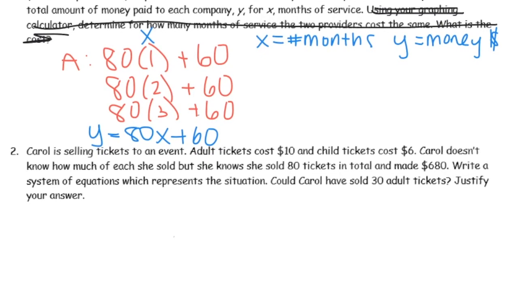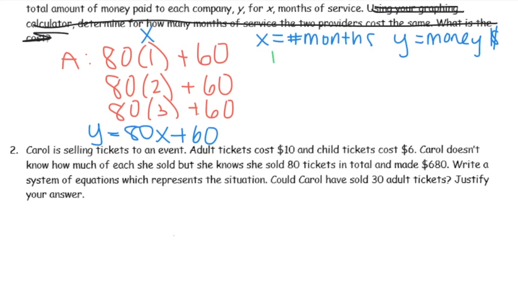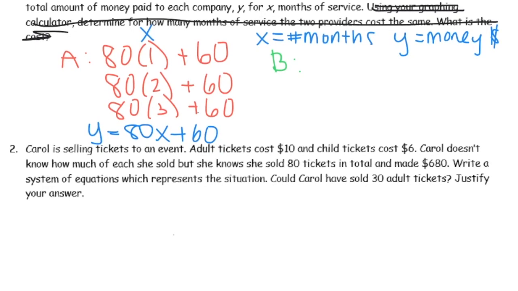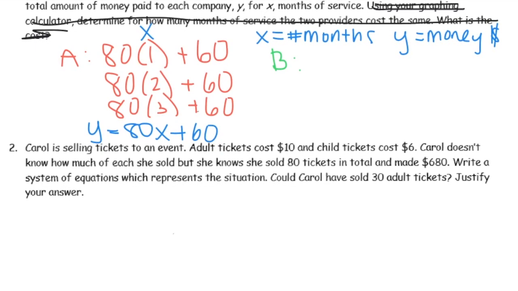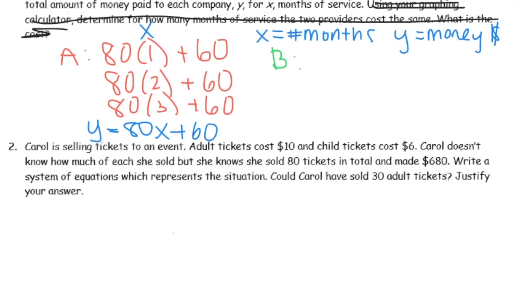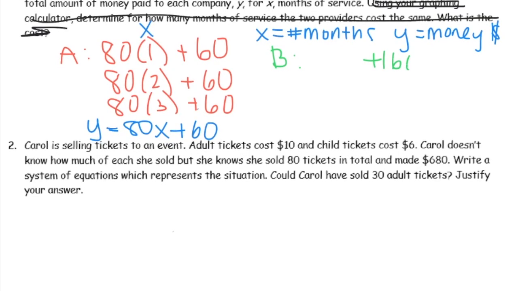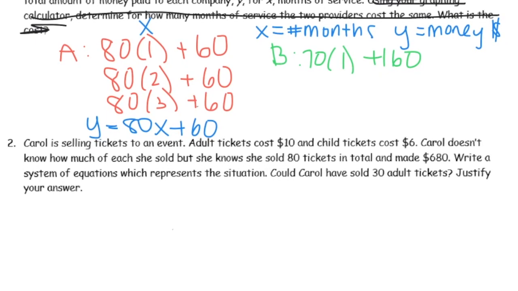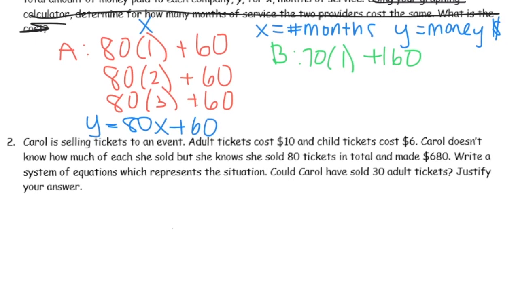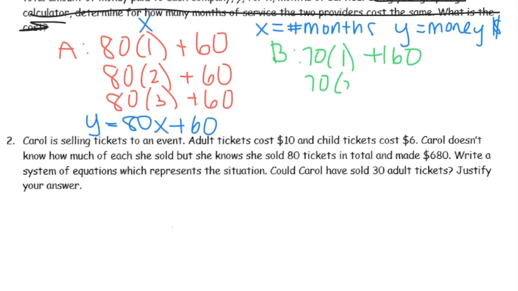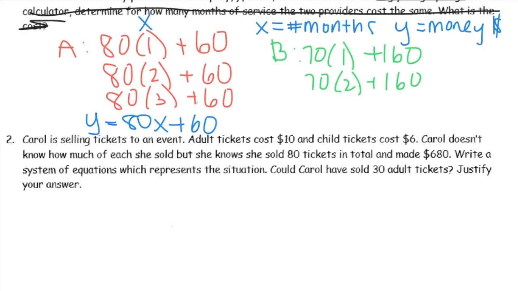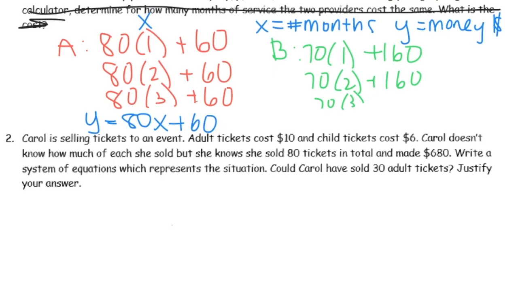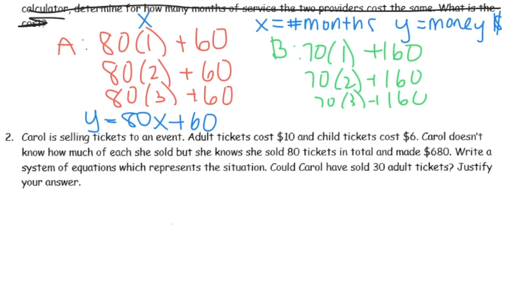All right, so this should be easy once we have A. So for B, all right, we are charged a $160 setup fee. Yikes. But this company is a little cheaper per month. So for 1 month, it would be 70 times 1 plus 160, 70 times 2 plus 160. And you don't have to do any of this. I'm just illustrating for you what's going on.